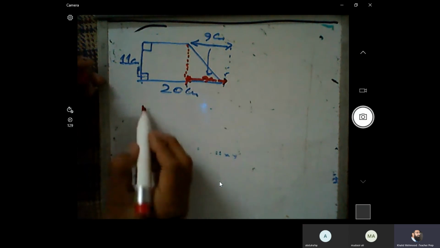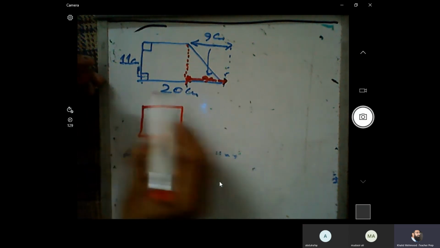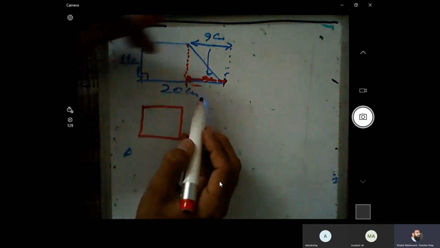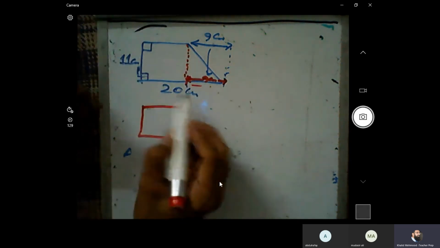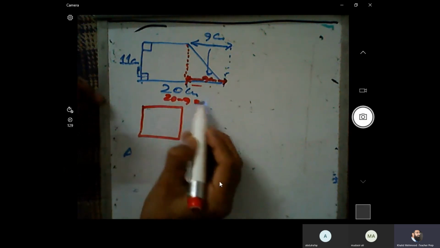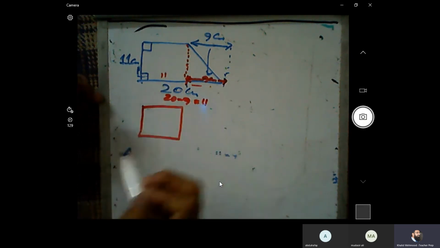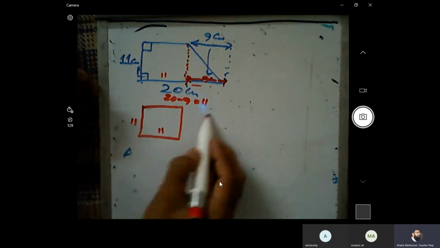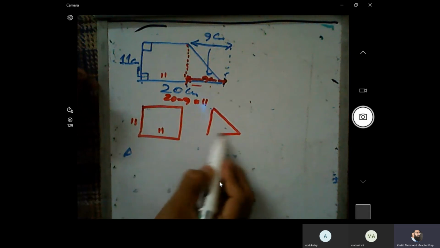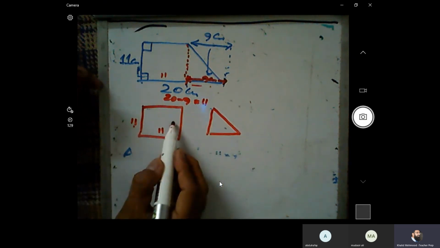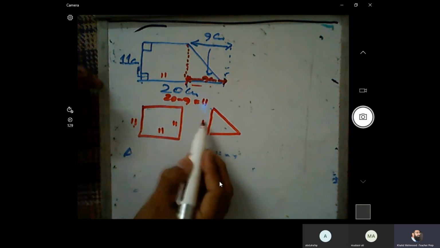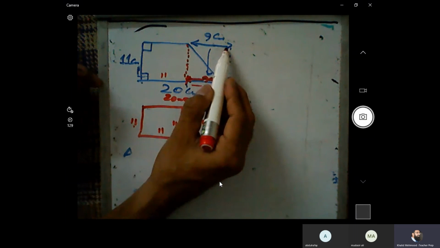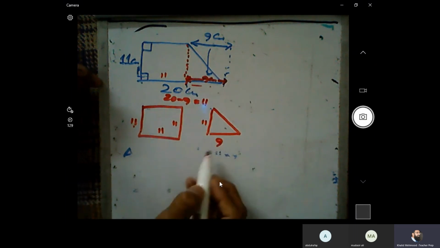So what will this rectangle be? If the total was 20, and out of 20 we subtract this 9 piece to get this rectangle, what will we do? 20 minus 9, which is equal to 11. So this side is 11. The height is already 11, and this is also 11 now. And what about this triangle? If this is 11, then this is also 11, and this was already given as 9 centimeters, so this is also 9 centimeter.